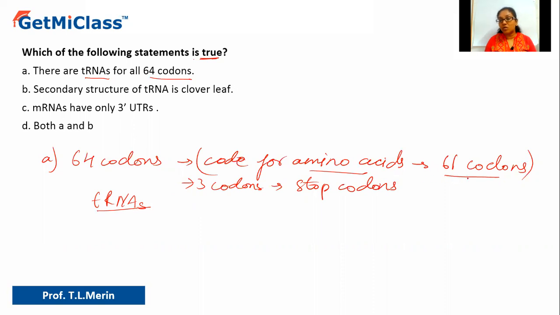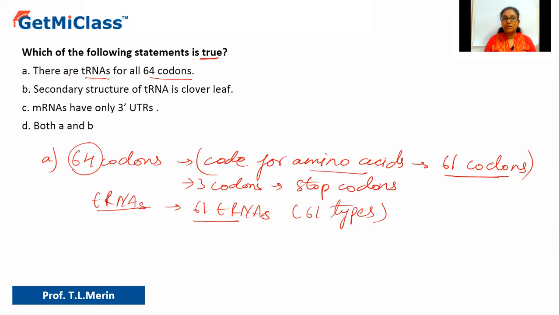So since the codons are only 61, you'll be having 61 tRNAs, 61 tRNA types. It's not that there are only 61 tRNAs in total, there are many, but these are the 61 types of tRNA. Why are we saying 61 types? Because they will have anticodons complementary to these 61 codons.